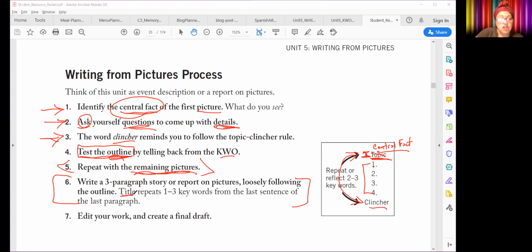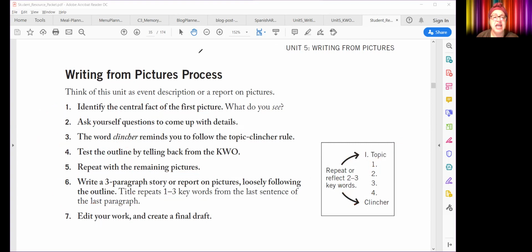And the title will repeat 1 to 3 keywords from the last sentence of the last paragraph, okay? Remember that, and I think most or all of you did exactly that. You remembered to use your last sentence of the last paragraph to create your title. So good work. Then later next week, you'll edit your work. Right now, we're just working on the process numbers 1 through 6, okay? So just remember that this is the process. Let me clear my drawings, okay? And I will have this process written out or typed out in the email that goes out with the lesson, okay?